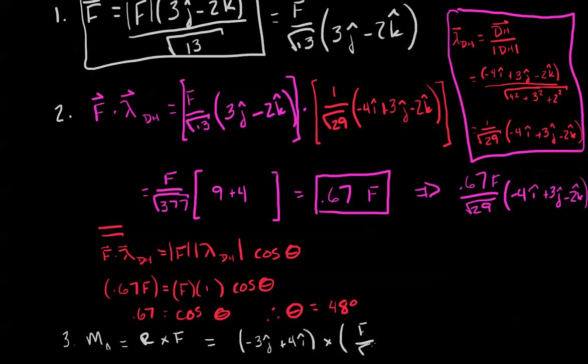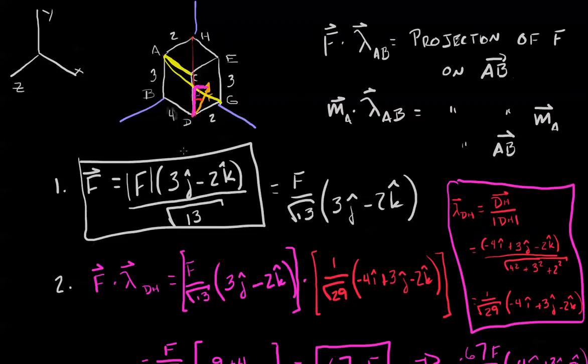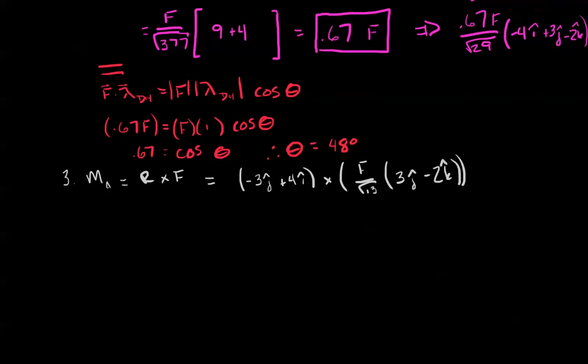F over square root of 13 times 3j minus 2k. And the magnitude of 3 and 4, that's going to be a 5. So we're going to take that 1 over 5 to make sure that, oh, sorry, we're not doing a unit vector. Sorry about that. Nope, we're fine. Negative 3j plus 4i, let's make sure that's right. Down 3 over 4. Now we simply run the numbers. Go ahead and do it yourself. Put this on pause, and I'll have the result for you.